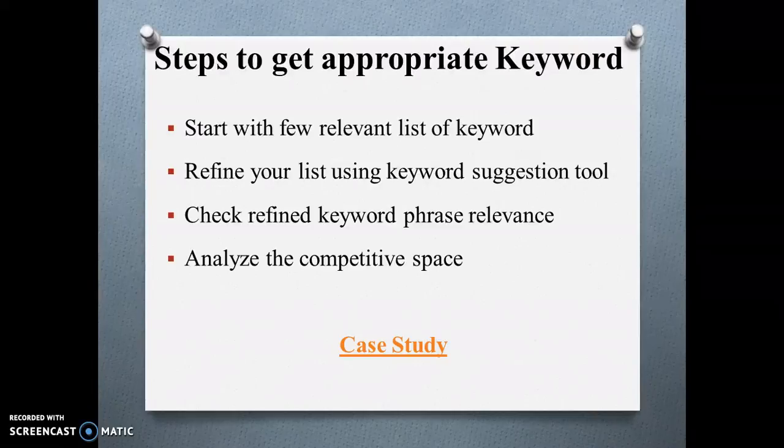Let's discuss the steps to get an appropriate keyword. First step is you need to start with a list of relevant keywords. Whatever comes into your mind by looking at a certain web page, just note it down. Then you're supposed to refine the keyword using a keyword suggestion tool. Some tools are free, some tools are paid. Now these tools will give you suggestions related to the keyword which you have entered.